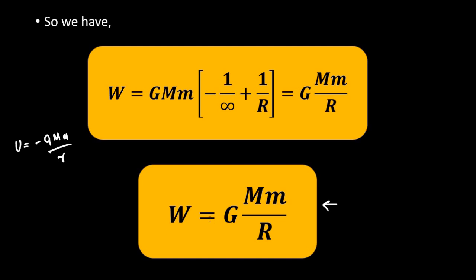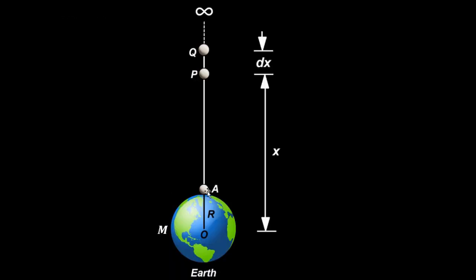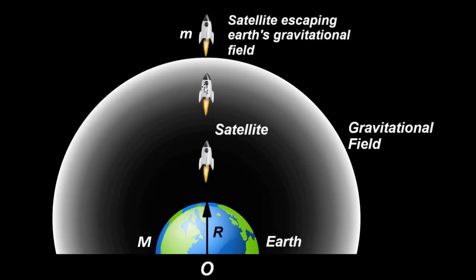So this work done is the work done in lifting the object from point A to infinity, far away distance from the surface of the earth, such that the rocket carrying the satellite with a combined mass of small m escapes Earth's gravitational field.